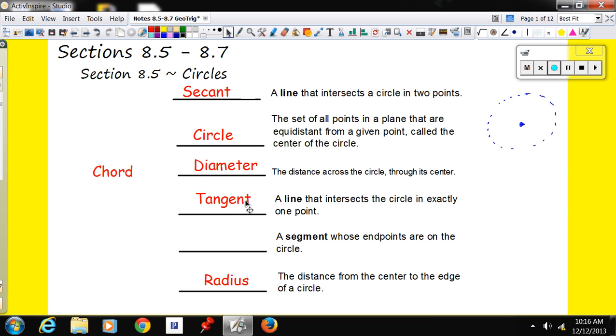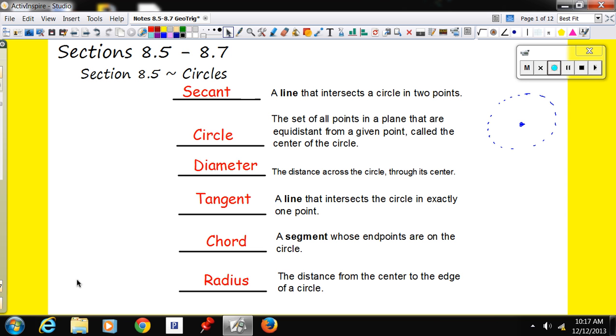A chord is one that's a segment. A chord has 2 endpoints that are on the circle. So in other words, a diameter is actually a chord. It just happens to go through the center, but it does touch and it has 2 endpoints on the circle. So those are the 6 words that you need to put in. Those are our 6 vocab terms. You can cross out the words on the side now because you don't need those anymore. You can write them on the line.